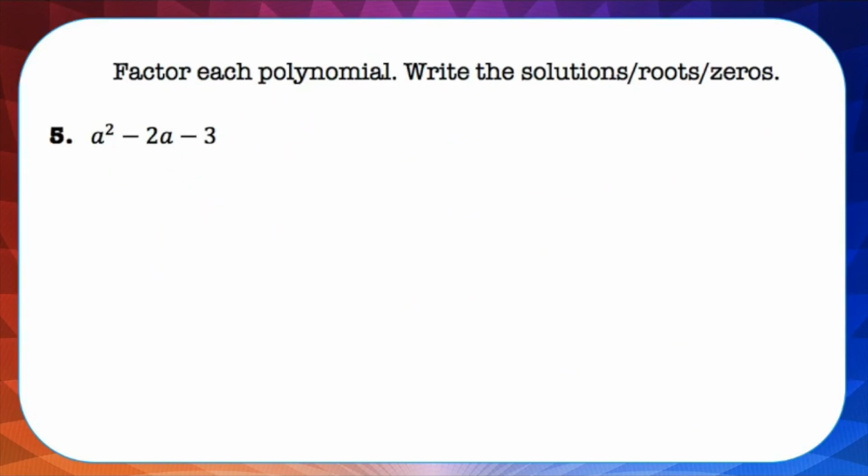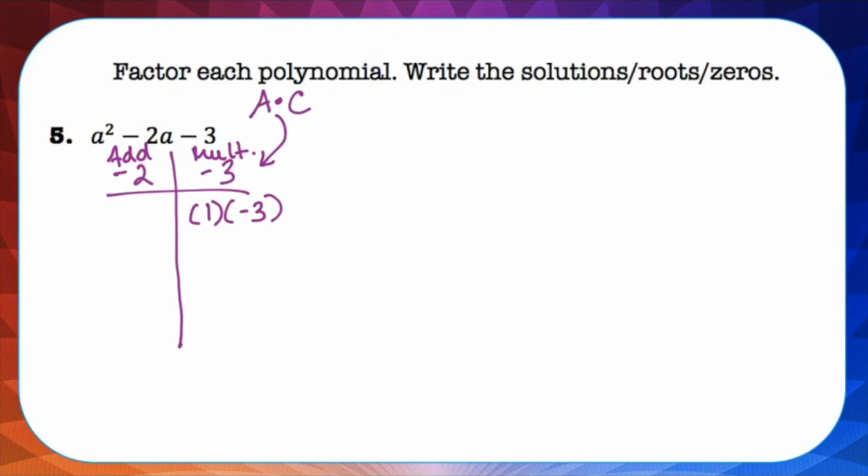All right, so for number 5, you're going to set up your t-chart again. It has to add to be -2, which is b, and multiply to -3. And remember, -3 comes from a times c, which is 1 times -3. So we're going to list the two possible ways to multiply to be -3. So that's either 1 times -3 or -1 times 3. Then we add those two together to see which one adds to be -2.